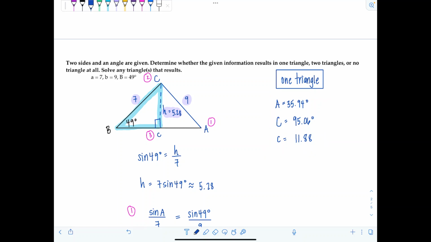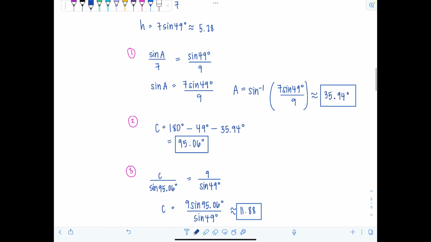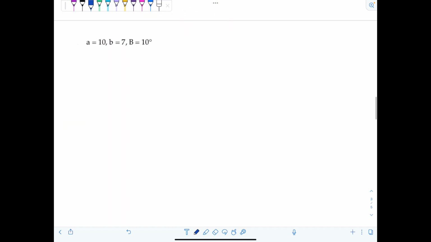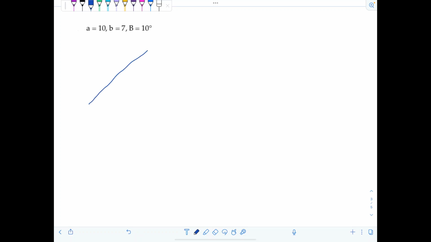Now let's look at a couple more examples so you can see what else is possible. Next scenario, side A is 10, side B is 7, and angle B is 10 degrees. Again, I don't care which angle they give me, I'm always going to put it on the left right here. 10 degrees. I know that doesn't look like 10 degrees. It doesn't matter, okay? This picture is to help us determine how many triangles. It doesn't need to be to scale.